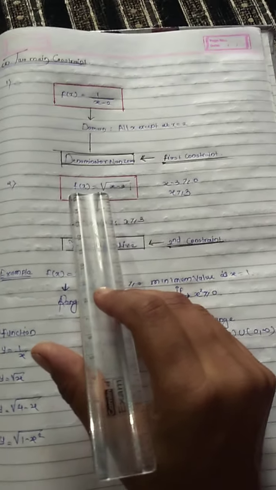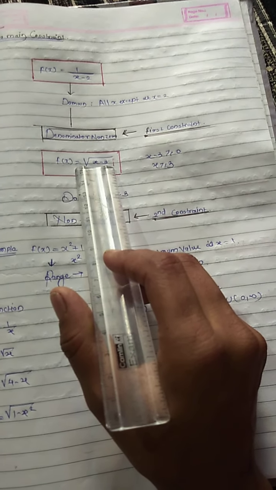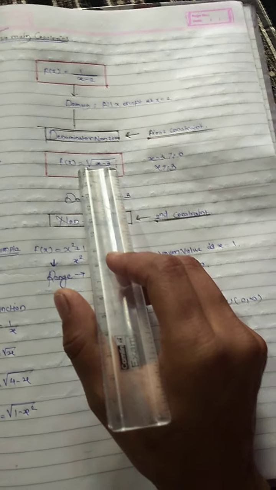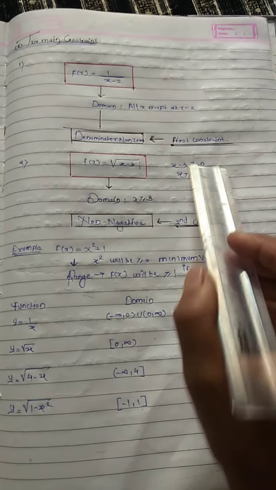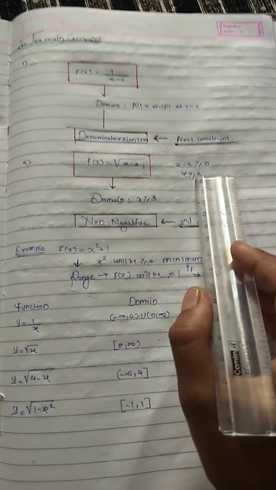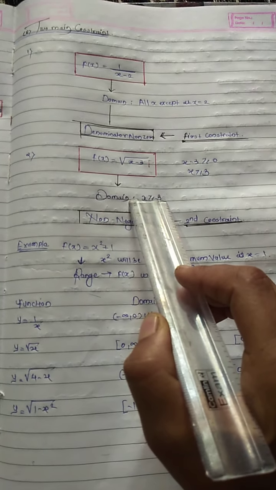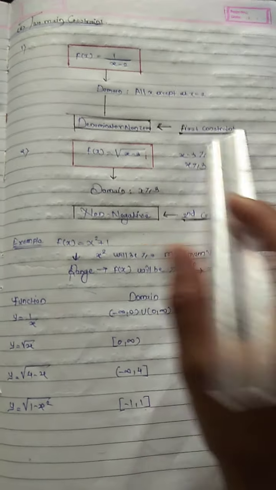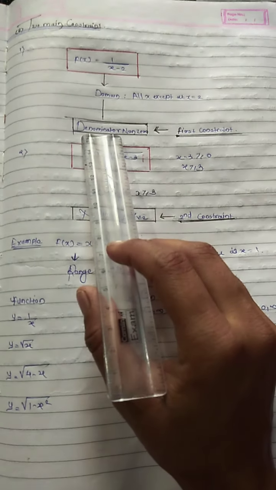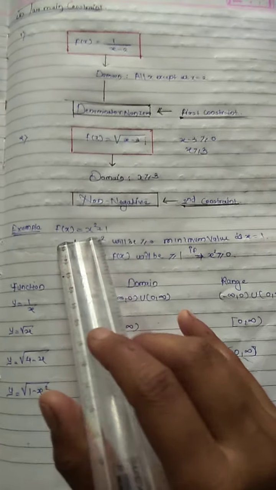The second function is f of x is equal to root of x minus 3. Can we have a negative number within the square root? I don't think we can. So x minus 3 has to be greater than or equal to 0. So x can take values x greater than or equal to 3. Therefore the domain of this function is x greater than or equal to 3. So the second constraint is non-negative. Remember these two constraints: first, the denominator has to be non-zero; second, non-negative.